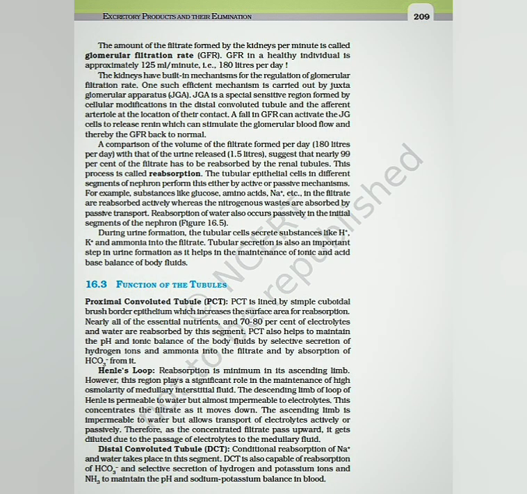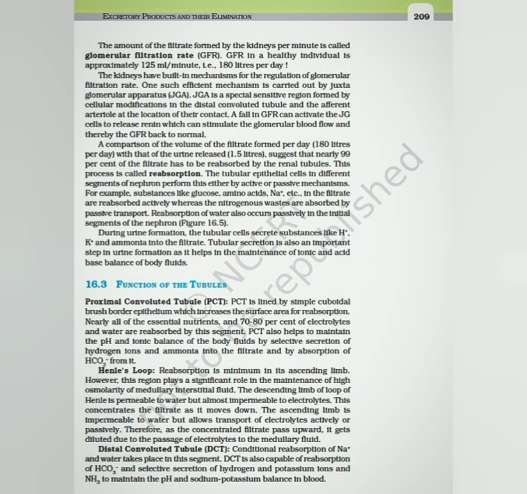The proximal convoluted tubule, PCT, is lined by simple cuboidal brush border epithelium, which increases the surface area for reabsorption. Nearly all of the essential nutrients and 70 to 80% of electrolytes and water are reabsorbed by this segment. PCT also helps to maintain the pH and ionic balance of body fluids by selective secretion of hydrogen ions and ammonium into the filtrate and by reabsorption of bicarbonate from it.